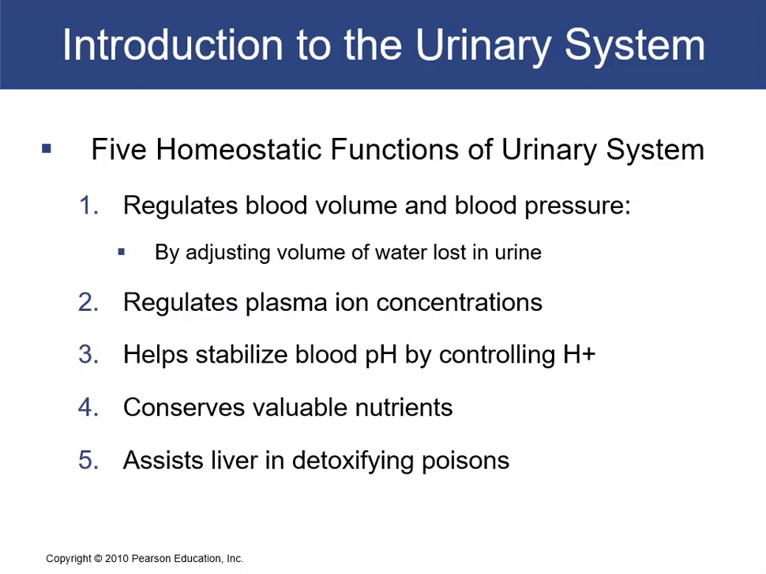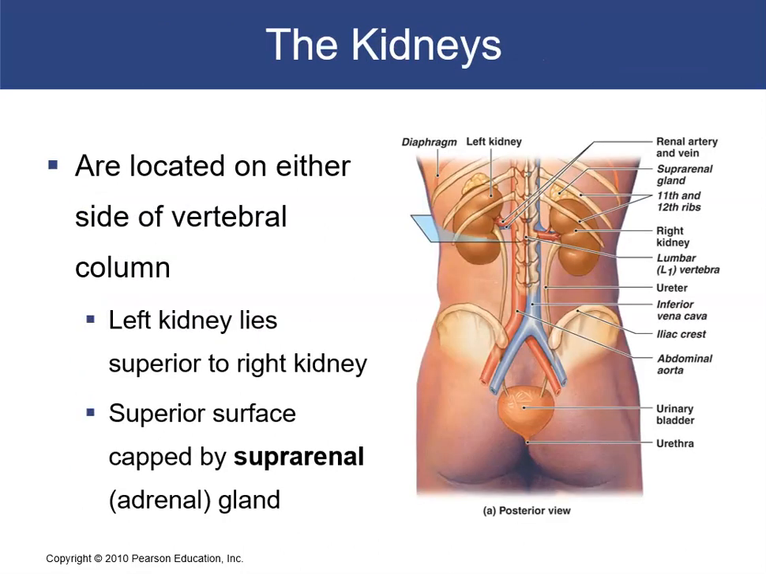Thirdly, the urinary system helps to stabilize blood pH by controlling how many hydrogen ions will be lost in the urine. The urinary system also conserves valuable nutrients. And finally, the urinary system assists the liver in detoxifying poisons. We're going to start and spend most of our time looking at the kidneys.